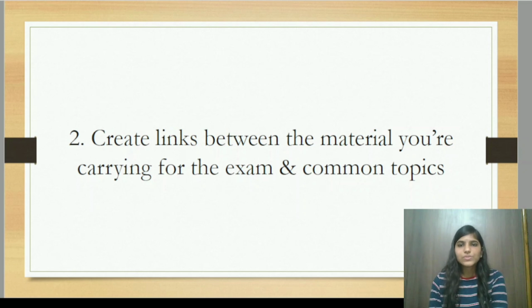You can also use this to link the material within the ICAI study material itself. For example, there are certain topics like mutual funds, bond markets, security markets, which are spread over various chapters. So it becomes extremely important for you to know where exactly it is present so that you can give the suitable answers in the examination.